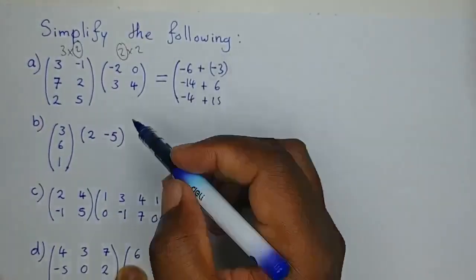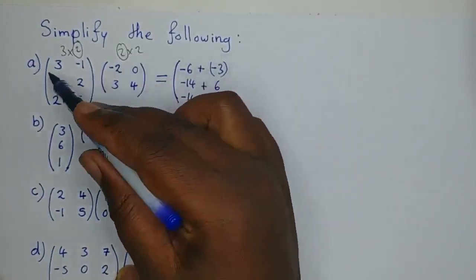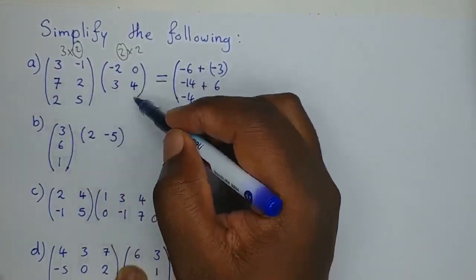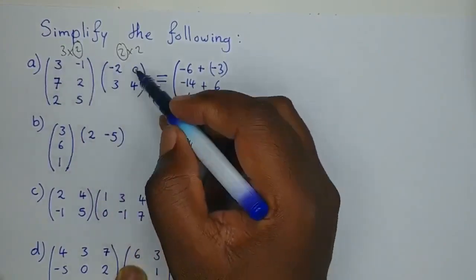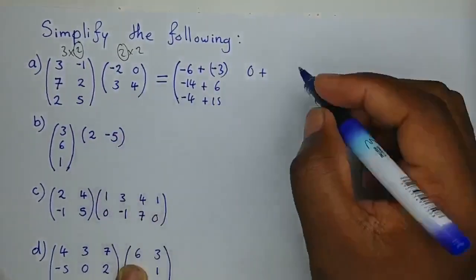So we are done utilizing this first column. Now each row is going to multiply the second column. That is 3 times 0, we get 0, plus negative 1 times 4, we get negative 4.